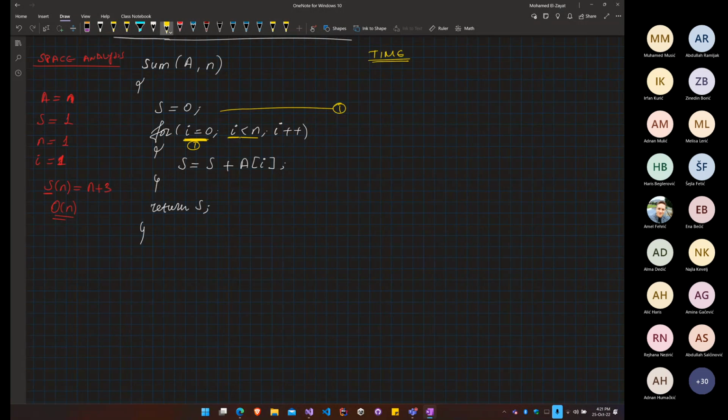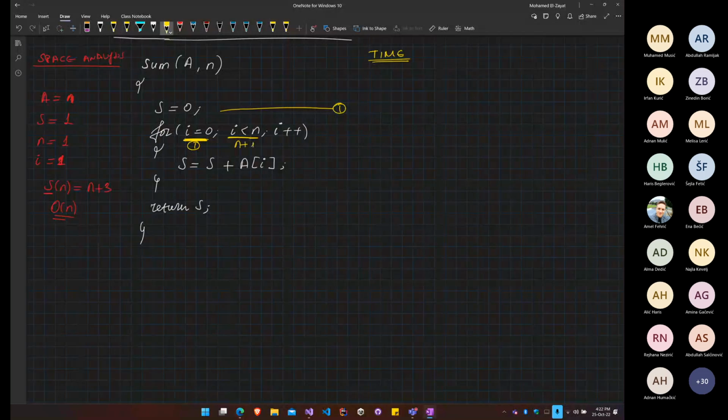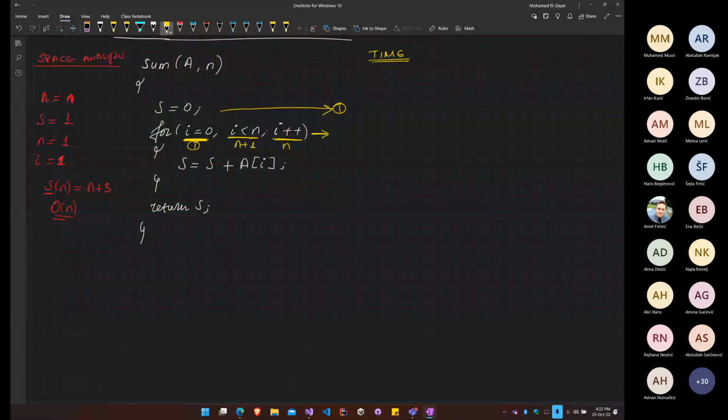And this will run? n times, checking it every time. n plus 1. Yeah, you see, it should be n plus 1, and I will actually prove it in a minute. n plus 1. What about this? n. That's n. n. Okay. So this is going to be 2n plus 2.